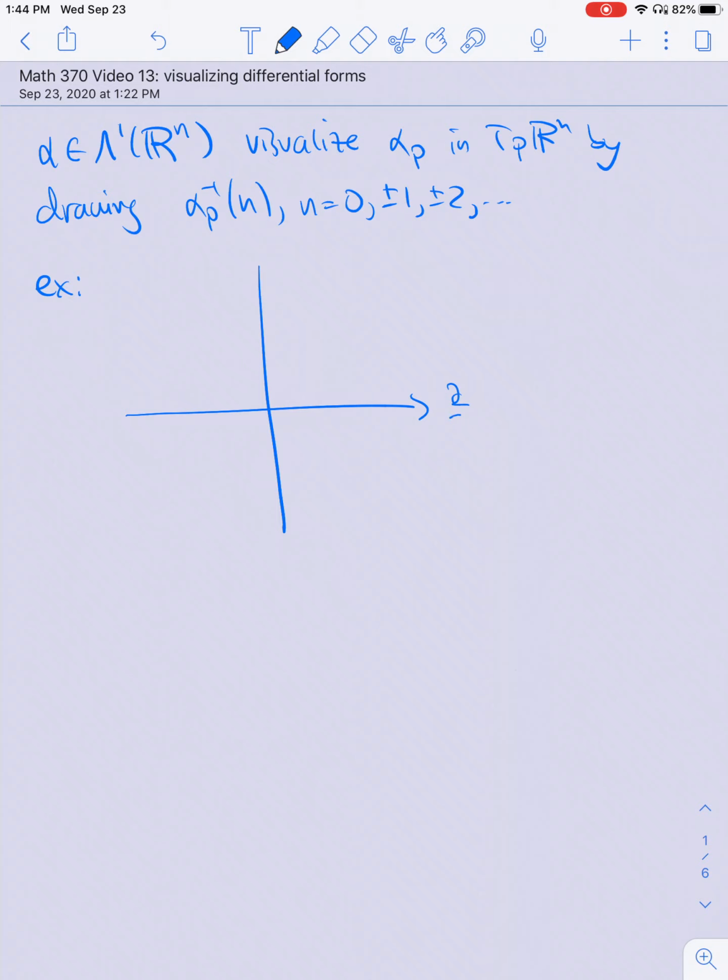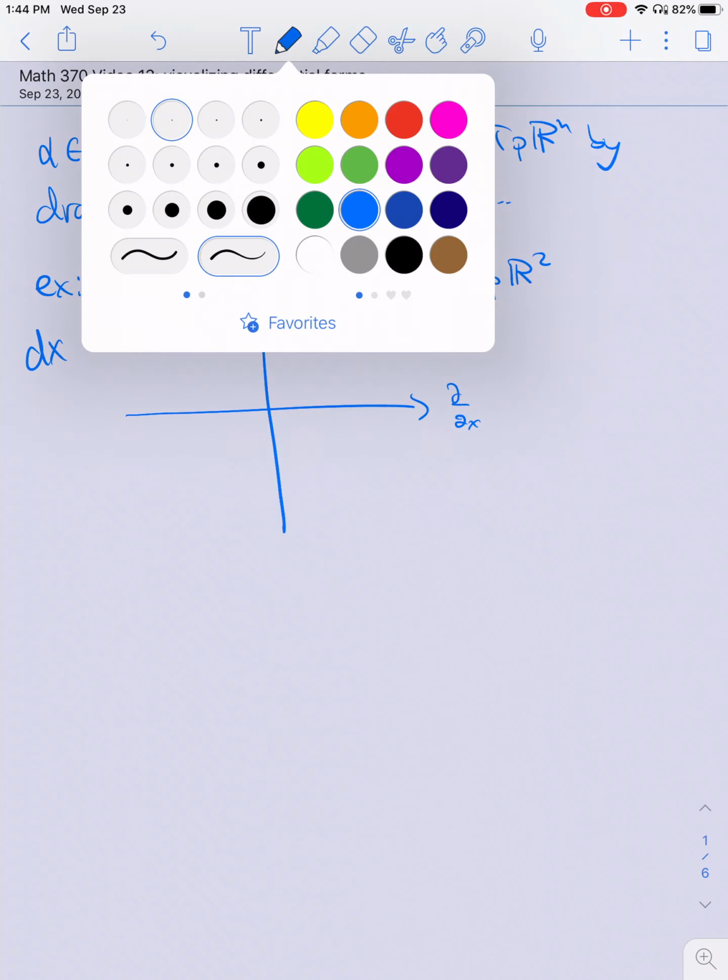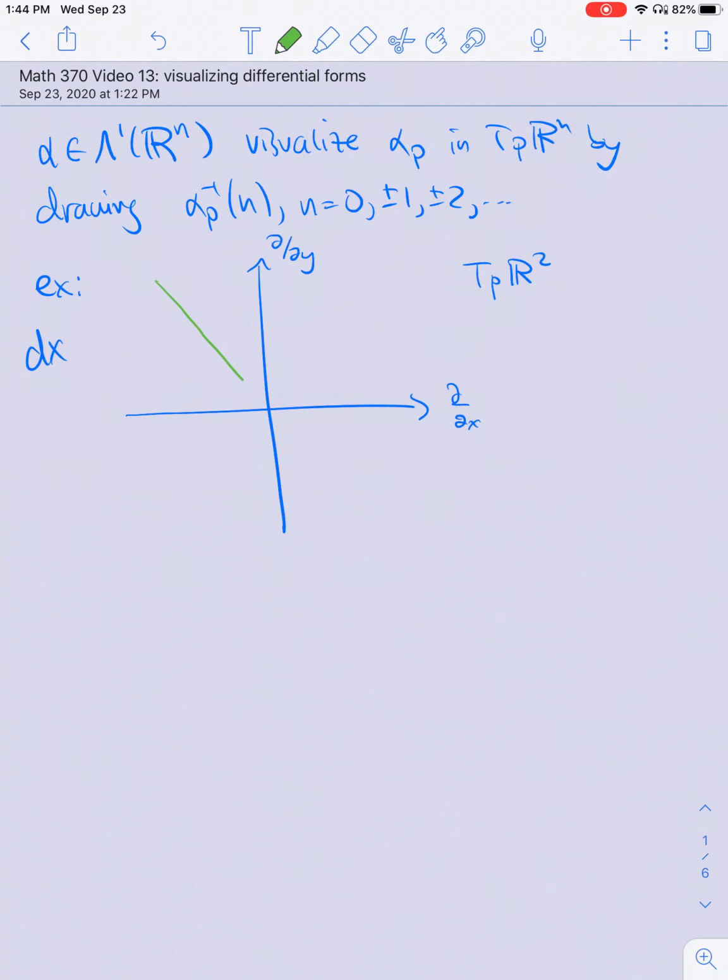So what this means is, so this is my d/dx, d/dy. This is a drawing of T_p R2 for some p. So say I want to visualize the one form dx. Then I should draw the preimage of 0, which is the line, the y-axis, then the preimage of 1, the preimage of 2, etc. And this is going to be how I visualize dx.